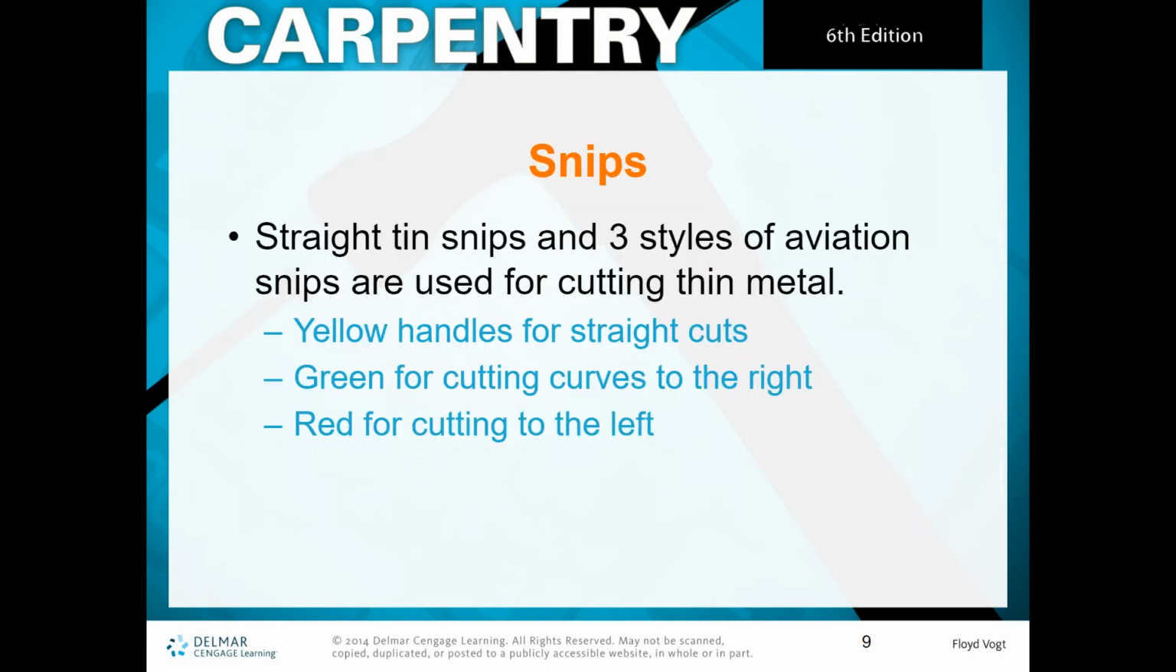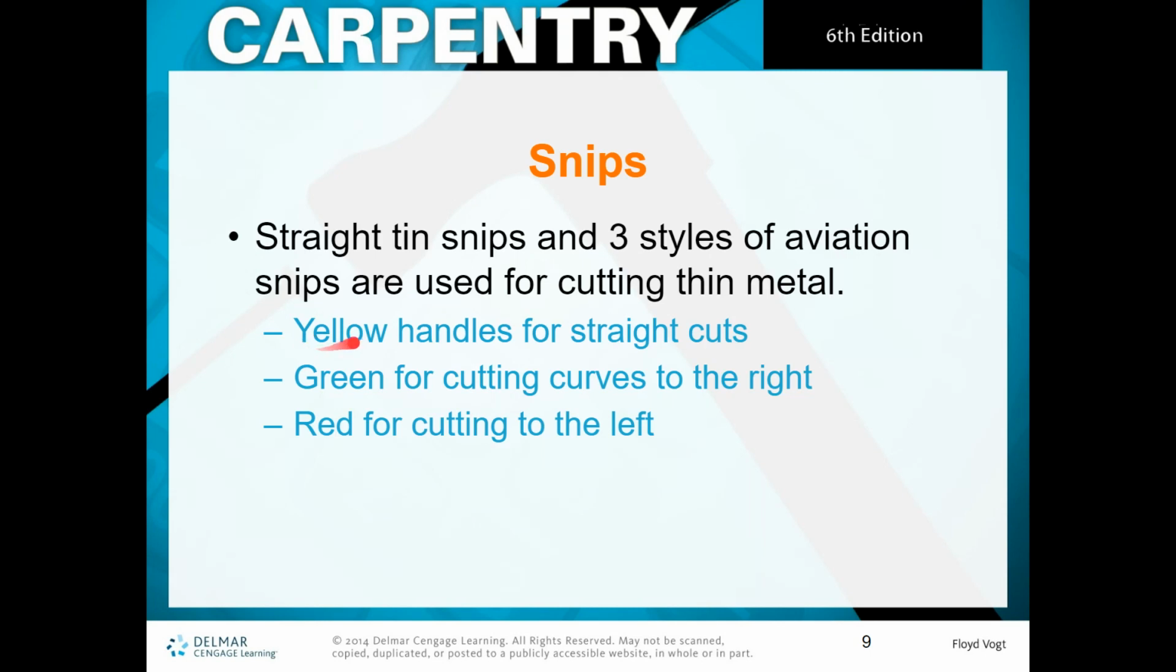Next, we'll be talking about snips. We use these for cutting various material on the job. So there's three types of snips. One will cut and put the waste off to the left, one will cut straight, and one will cut and put the waste off to the right.